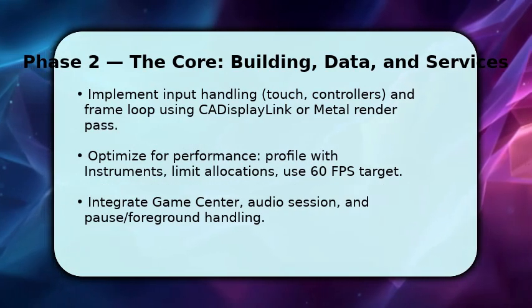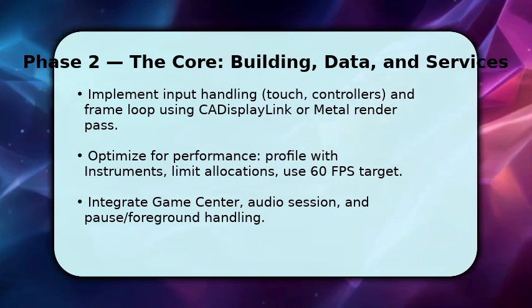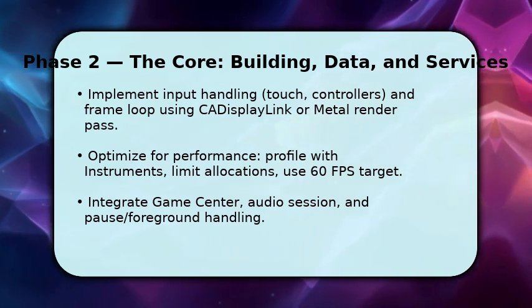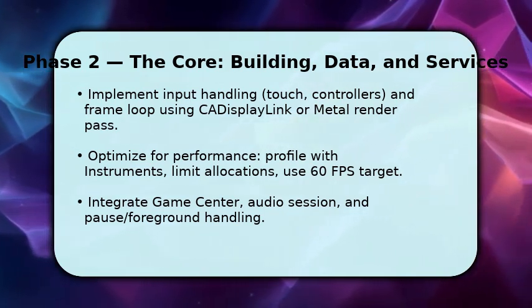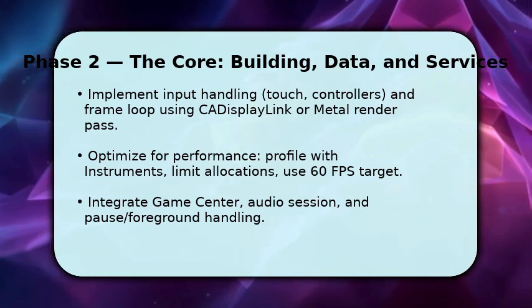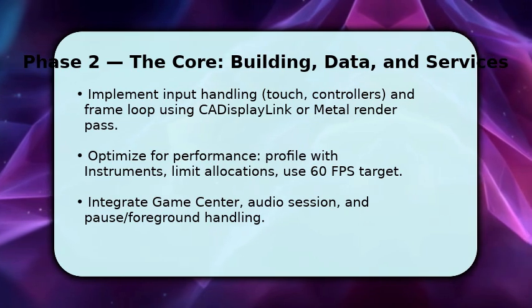Next, implement the game loop and input so the mode actually runs. You'll use CADisplayLink or Metal to drive frames and wire touch and controller input to your game state. At the same time, instrument performance with Instruments. Reduce allocations, batch draws, and target 60 FPS to maintain responsiveness on iPhone.